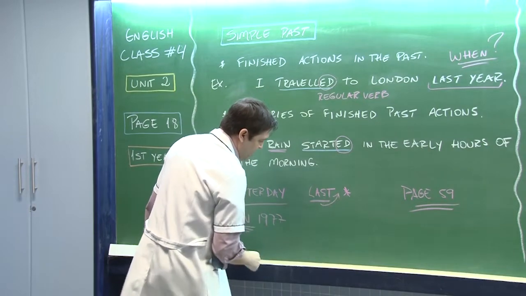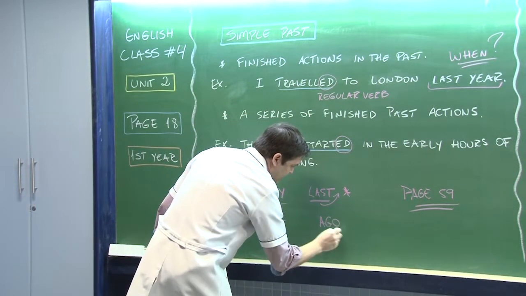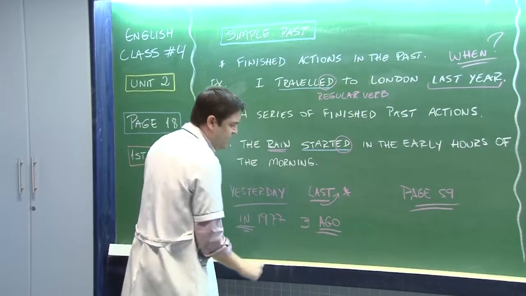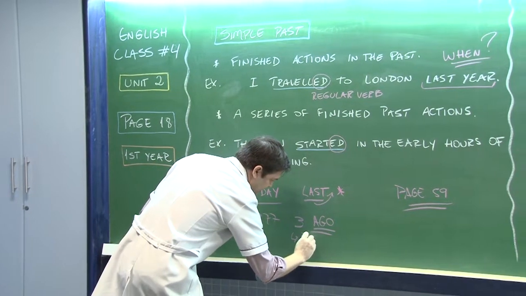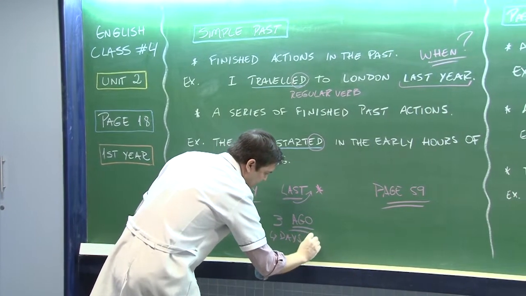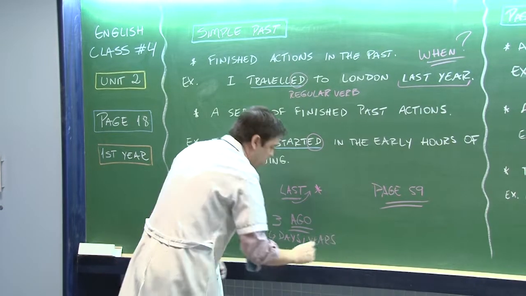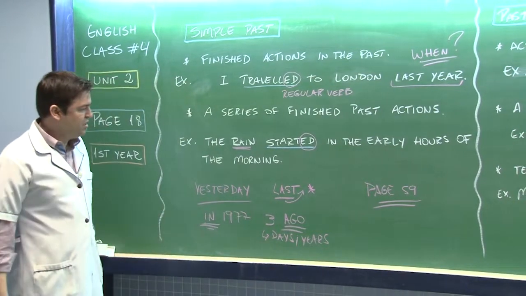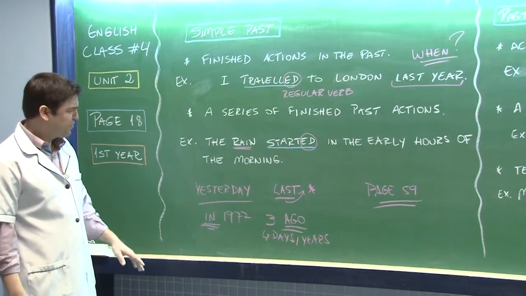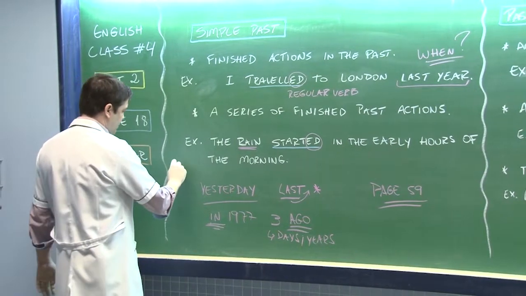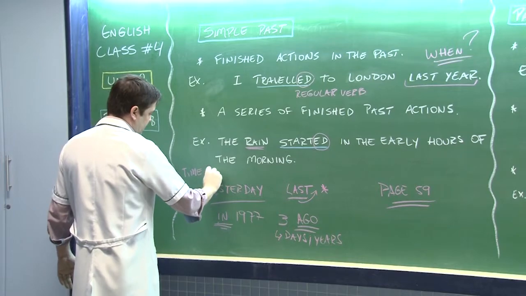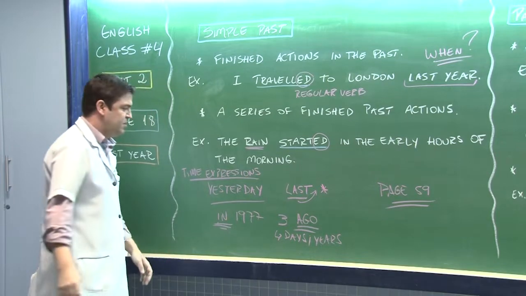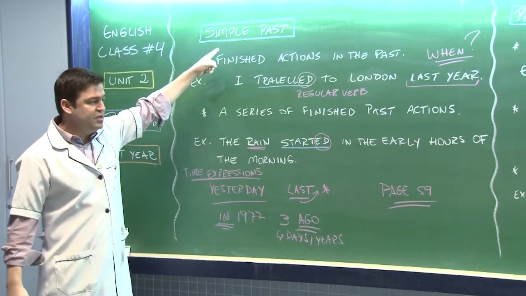And I also have this one here which is called ago, which also refers to something in the past. For example, I can say 3 days ago, 3 years ago, or anything that refers to time, and I can use this for the simple past, okay? So time expressions are important. Remember that they are going to be connected with the simple past.